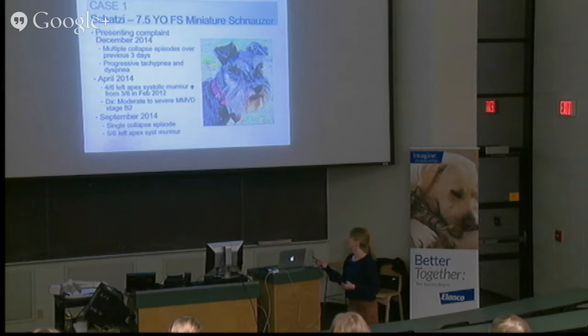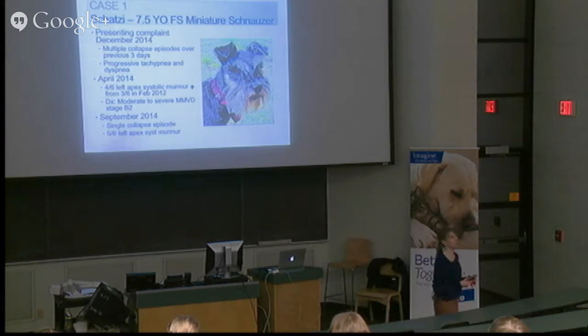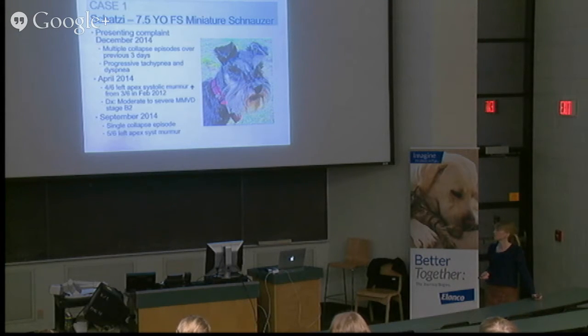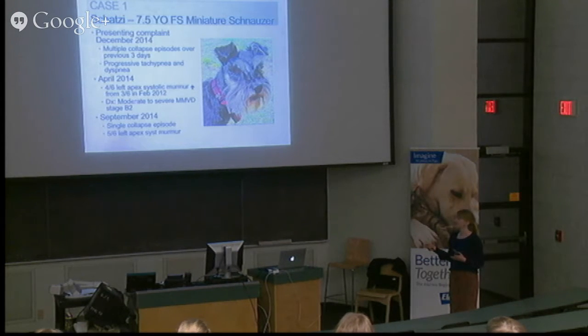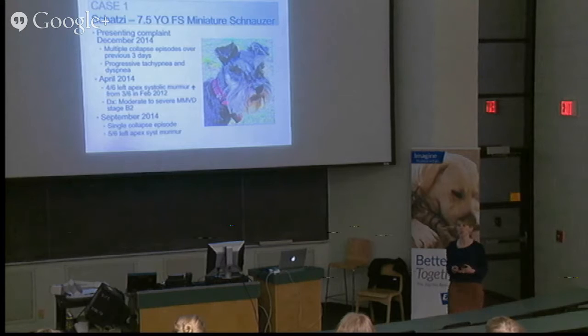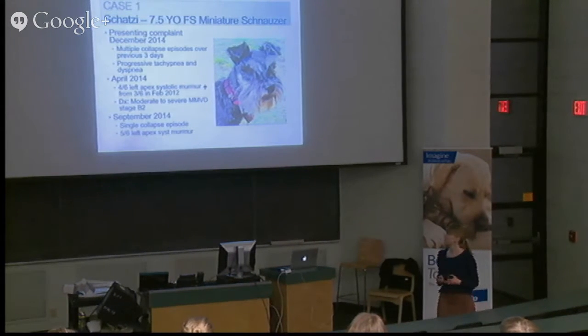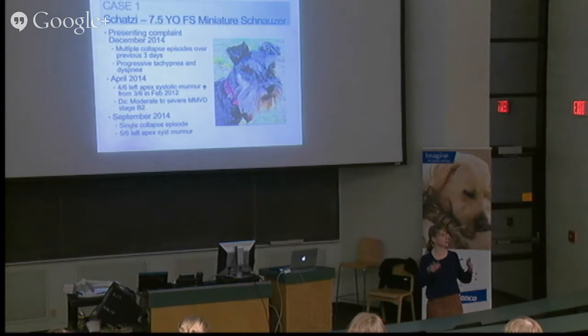As far back as 2012, they knew she had a 3 out of 6 left apical murmur, and then they'd noticed that it was more along the lines of a 4 out of 6 in April, and they were a bit concerned as to what that meant for her. But they were obviously working with a working diagnosis of mitral valve disease, given her breed and age. And so we did see her in April, and we did diagnose that she actually had moderate to severe myxomatous mitral valve disease. And we classified her as stage B2.